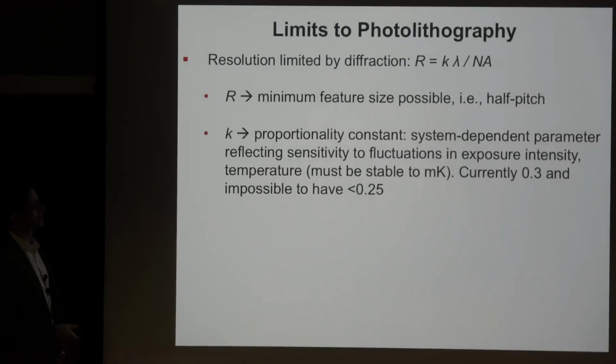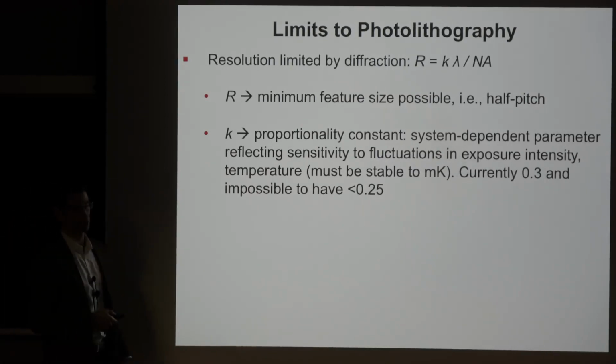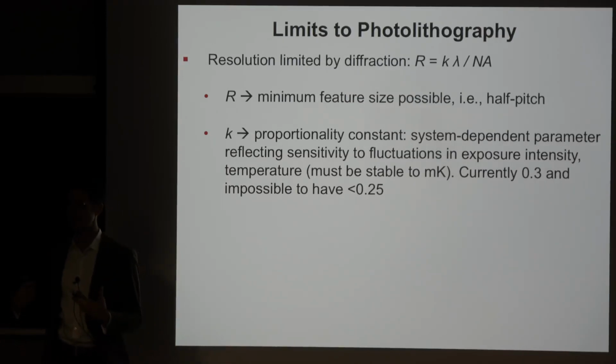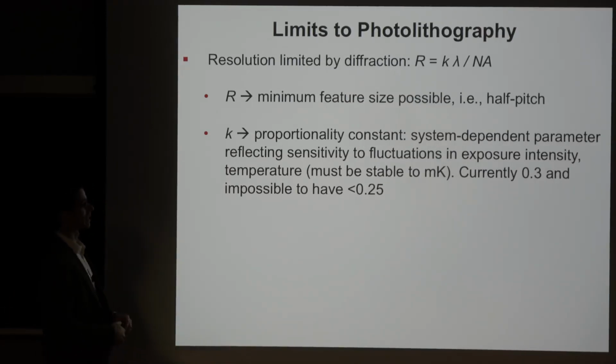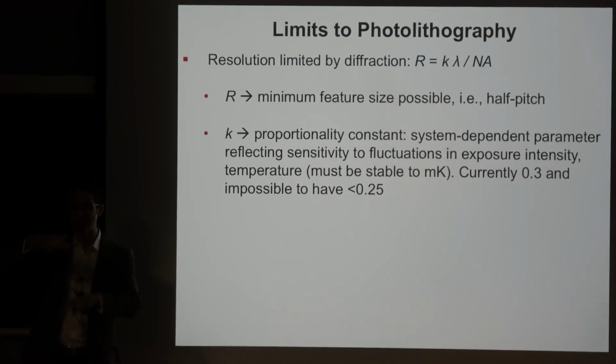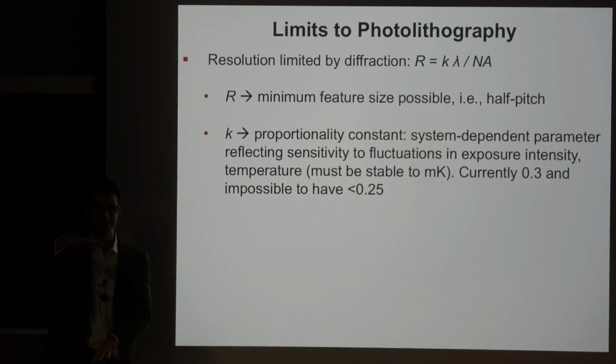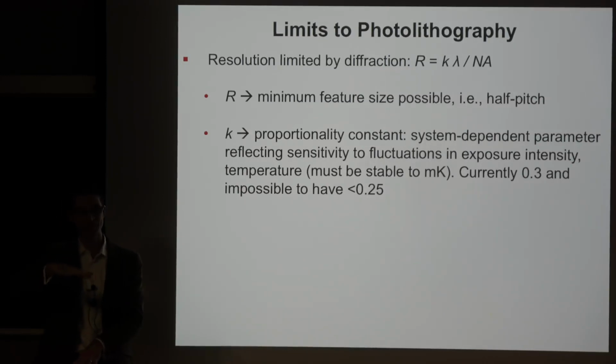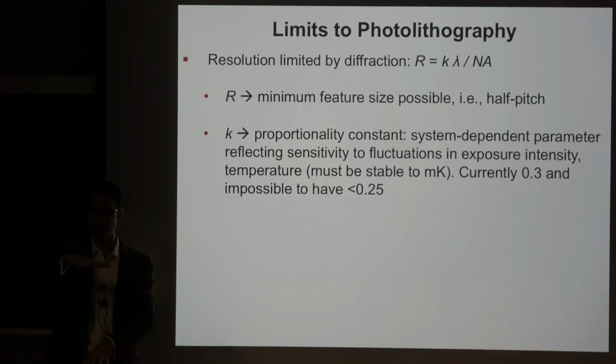K is the proportionality constant, which is a system-dependent parameter that reflects the sensitivity to fluctuations in exposure intensity and temperature, so real experimental aspects. So if you have these lenses that are arranged with say tens of nanometer precision, single nanometer precision in some cases, and the temperature fluctuates around some equilibrium value.